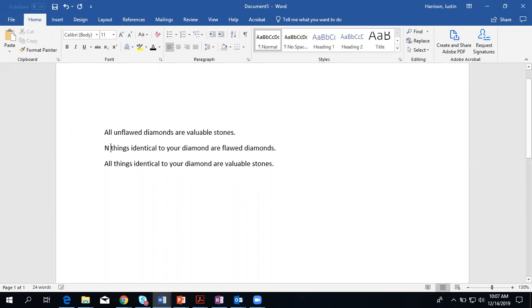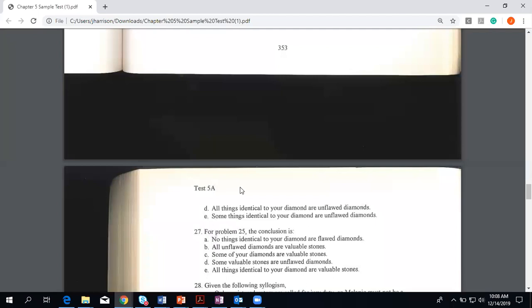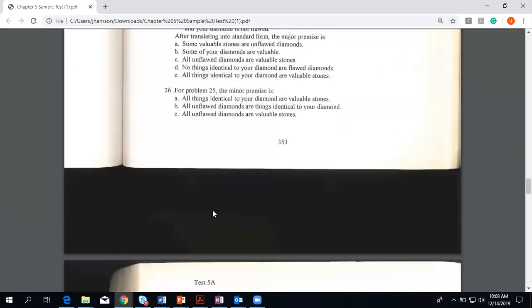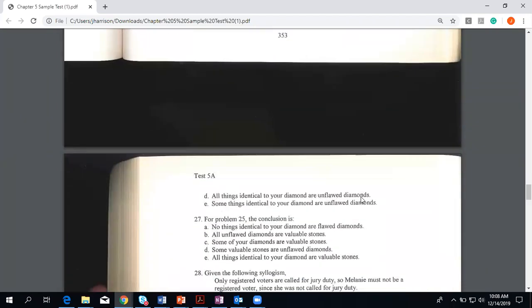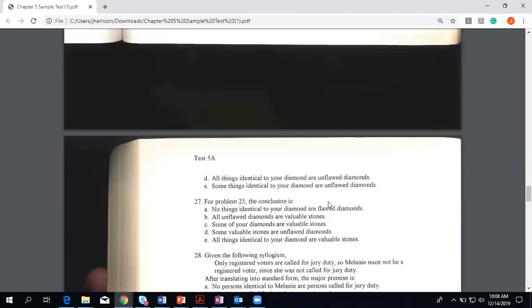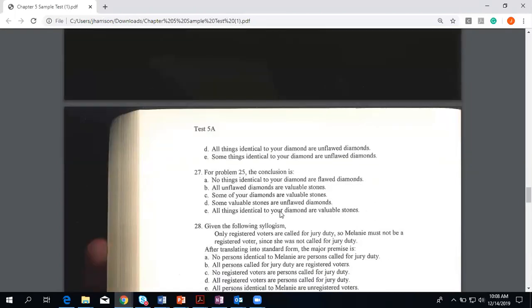Is to create the obverse. All things identical to your diamond are unflawed diamonds. And here we have the same middle term. So the minor premise is all things identical to your diamond are unflawed diamonds. So let's see if that's an option. All things identical to your diamond are unflawed diamonds. And then we know the conclusion we already said, all things identical to your diamond are valuable stones.